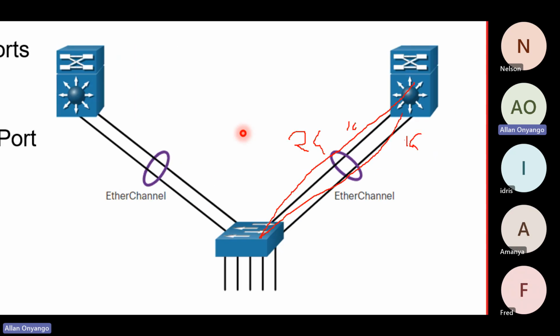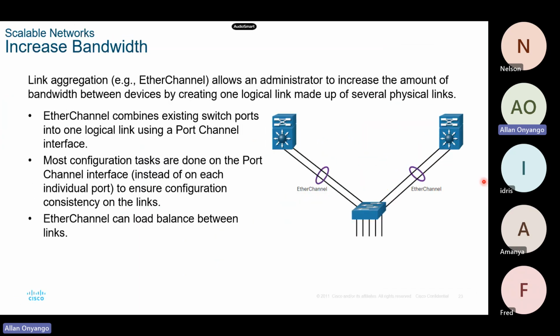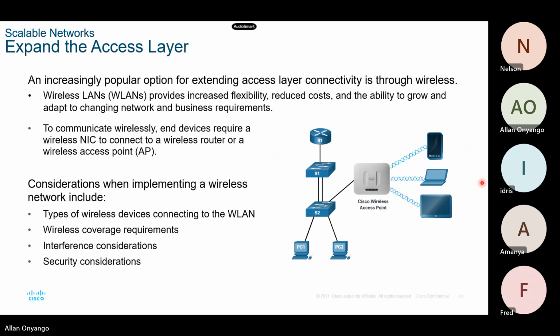So that is very, very important, and that is definitely something that we want to take care of. And by doing that, we are just increasing the link bandwidth between these two switches for faster transmission of our packets. Okay. Now, apart from increasing bandwidth, expanding the access layer of the network using wireless LANs, or what's called Wi-Fi, will help to increase flexibility, reduce the cost of accessing the network, and help the network to grow and adapt to changing business needs. Okay.